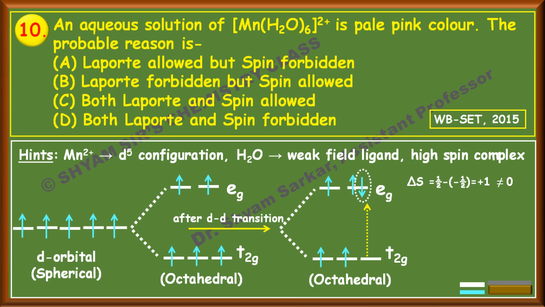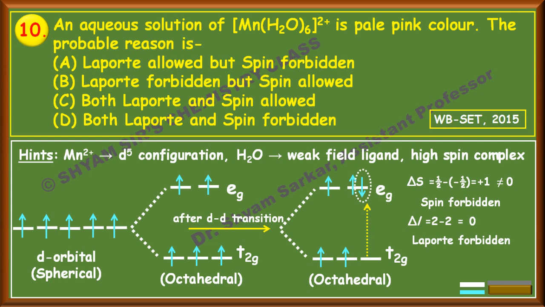Okay. Now if you go to the Laporte selection rule, we can see that delta l should be plus minus 1. But for d to d transition, l equal to 2 for d orbital, so 2 minus 2 equals 0. So delta l equals 0 here, but from the Laporte selection rule we know that delta l must be plus minus 1. So in this complex the Laporte transition is also not allowed. That means this is also a Laporte forbidden transition, a dd transition. So both Laporte and spin forbidden in these complexes.